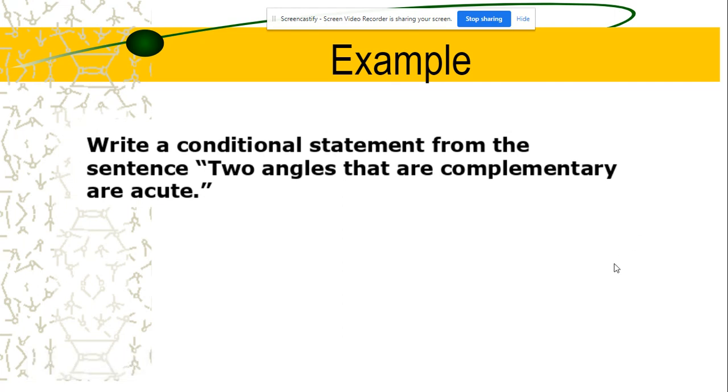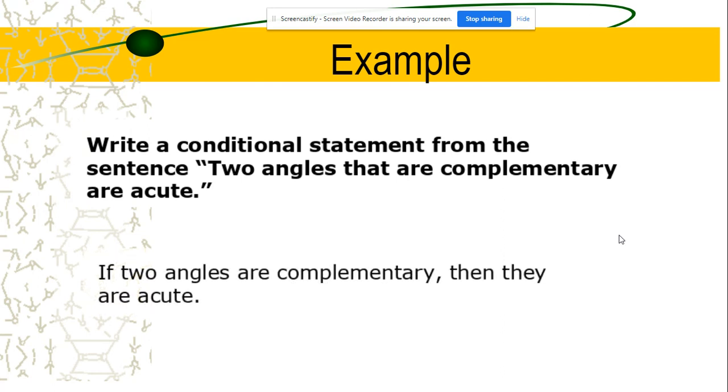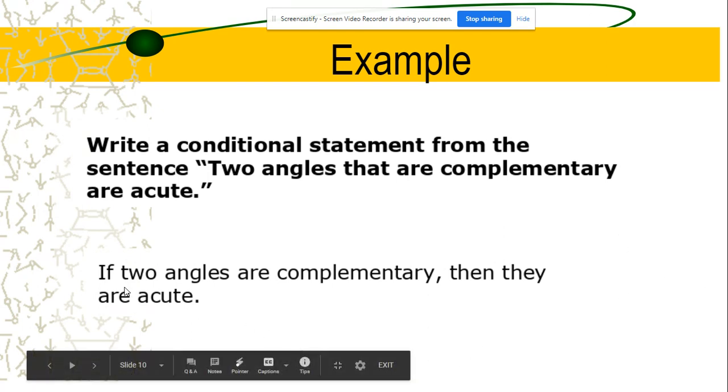So let's see if we can write a conditional statement from this example. Two angles that are complementary are acute. There's no if again. Where should it go? If two angles are complementary, then they are acute. The hypothesis would be two angles are complementary. The conclusion is they are acute.